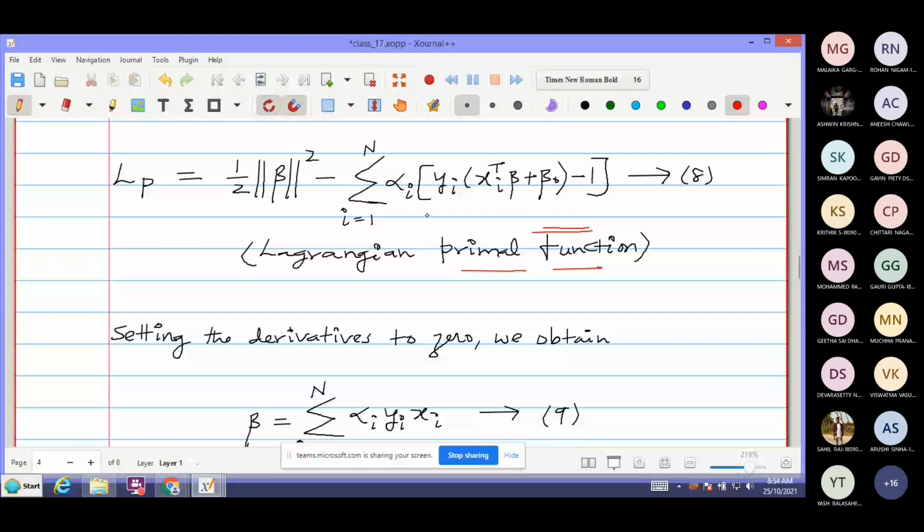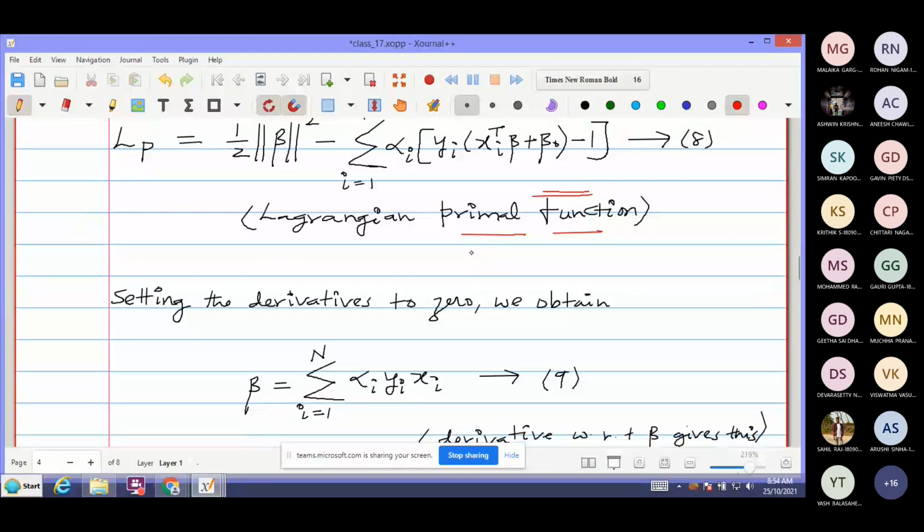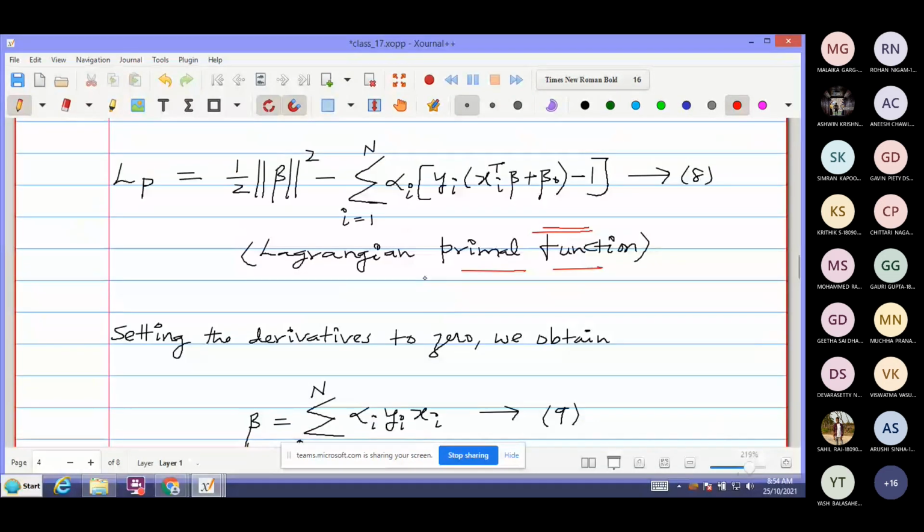So each alpha, each training data point, has a certain contribution in the minimization, of course, indirectly. So this is about the Lagrangian primal function. Now the objective is to minimize this.